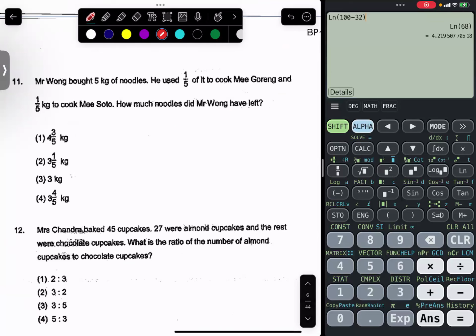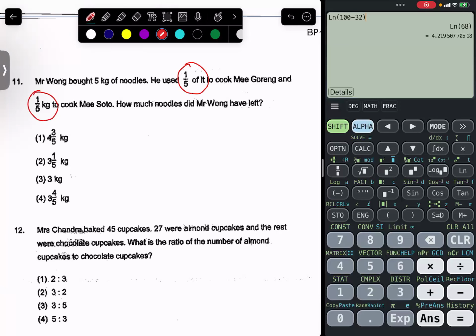Question 11. Mr. Wong bought 5 kg of noodles. He used 1/5 of it to cook mee goreng and 1/5 kg to cook mee soto. How much noodles does he have left? Okay, you need to understand the difference between 1/5 of it and 1/5 kg.